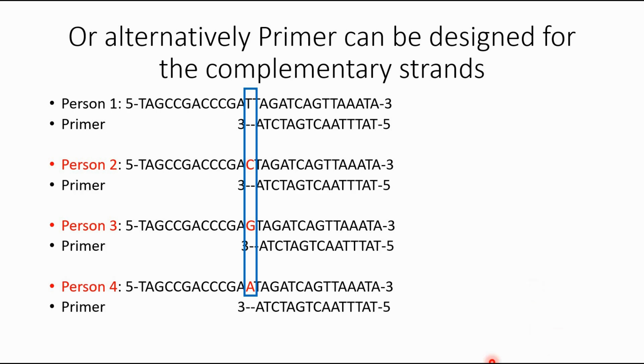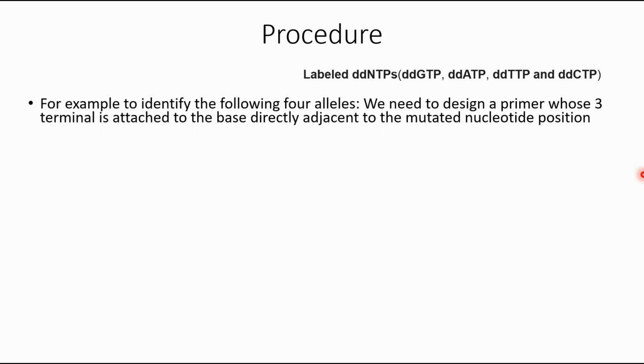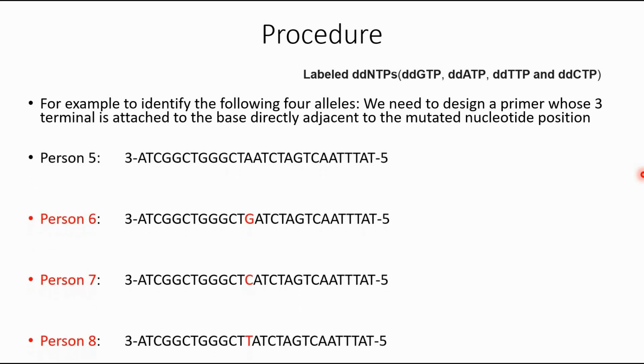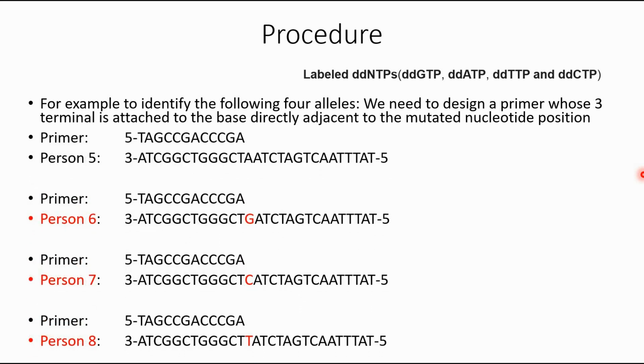Again, they will not include this SNP position. So you design these primers. Now let me tell you about the procedure in detail. For example, to identify the following 4 alleles, we need to design a primer whose 3' terminal is attached to the base directly adjacent to the mutated nucleotide position. That is, these are the 4 different alleles and we have designed the same SBE primer for all of them.